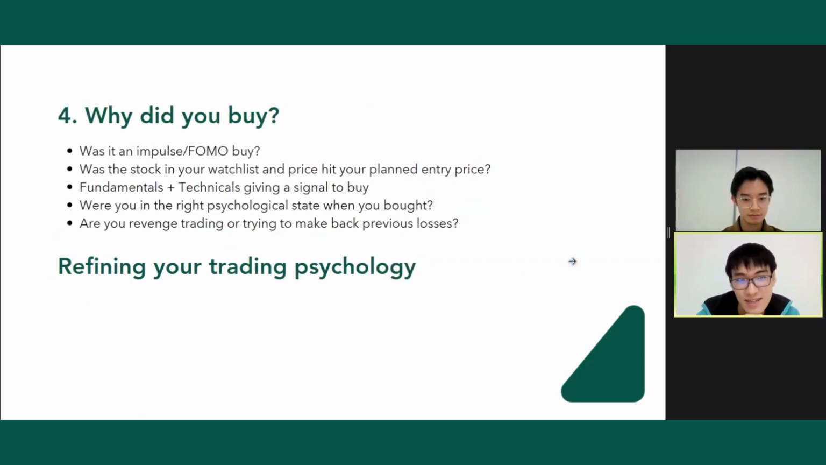So next, why did you buy? Okay, so was it an impulse or FOMO buy? Basically, when you buy a stock, it should be part of your watch list, and you should already have a trade plan for it. If it's none of the two, if it wasn't in your watch list, or if you didn't have a trade plan, then you shouldn't have traded it, right? So that's something you have to think about. You should try to avoid FOMO trades, or the ones planned on the spot.